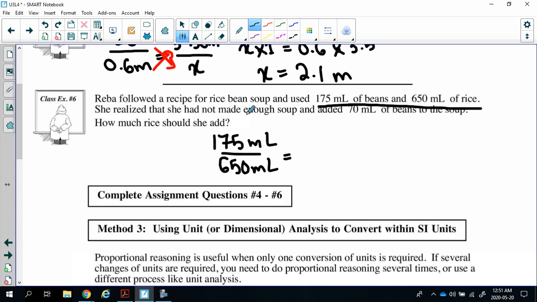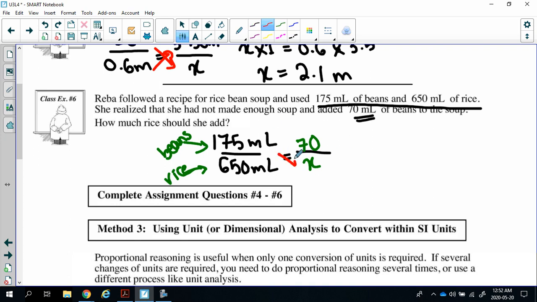Now, she's saying that she didn't have enough soup and added 70 ml to the beans. Again, you got to figure out where's your rice and where's your beans. Your numerator is beans and 650 is your rice. So that's going to be 70 milliliters in the beans and then x on the bottom.